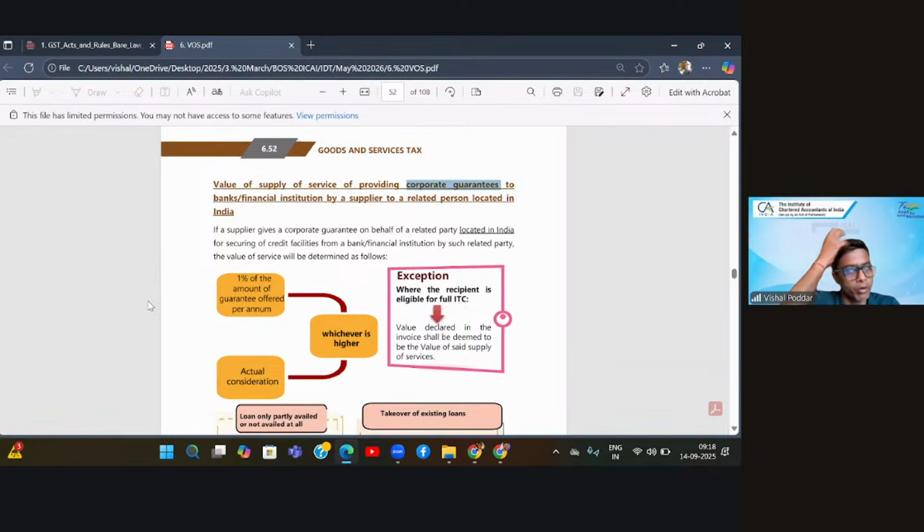Now, again, after a lot of disputes and lot of confusion, there are two, three circulars where they have come up with this valuation. For this, firstly, the circular is presuming it is a supply. And then it is saying, what is the value of this supply? The value of this supply is 1% of the amount of guarantee offered, or if they are actually charging me any price, that price, whichever is higher.